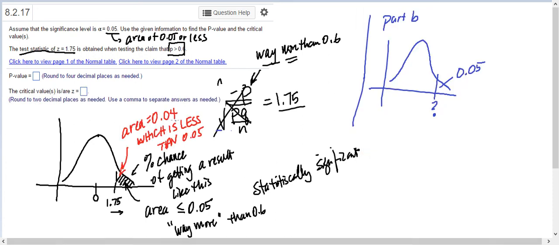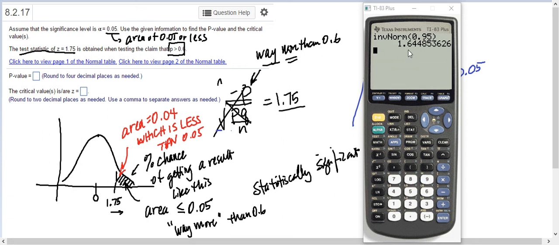And then part B is asking, what is the critical value of z? In other words, what is this z value when the area is 0.05? So using inverse norm 0.95, we find that it's 1.645.